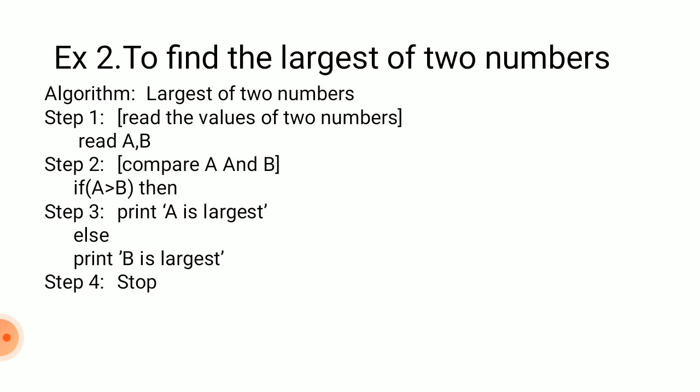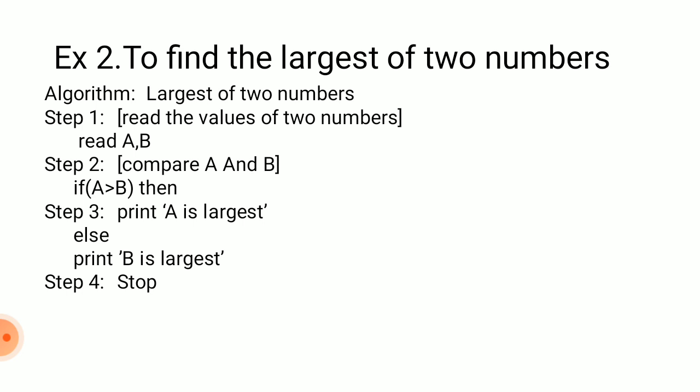Okay, now we will move to the next example, that is to find the largest of two numbers. They have mentioned two numbers, which means here we have to read two numbers. We don't know those numbers, so we have to read them. According to the notation, first write the name of the algorithm, that is, largest of two numbers. In step 1, read the values of two numbers, that is, read A and B.